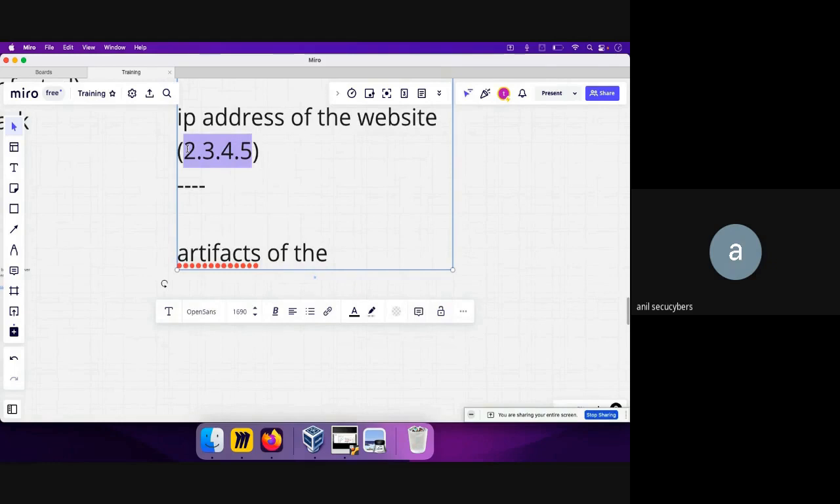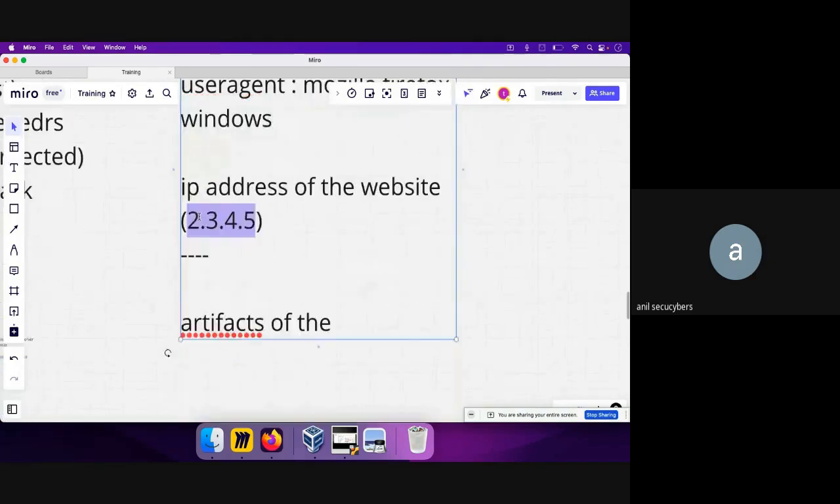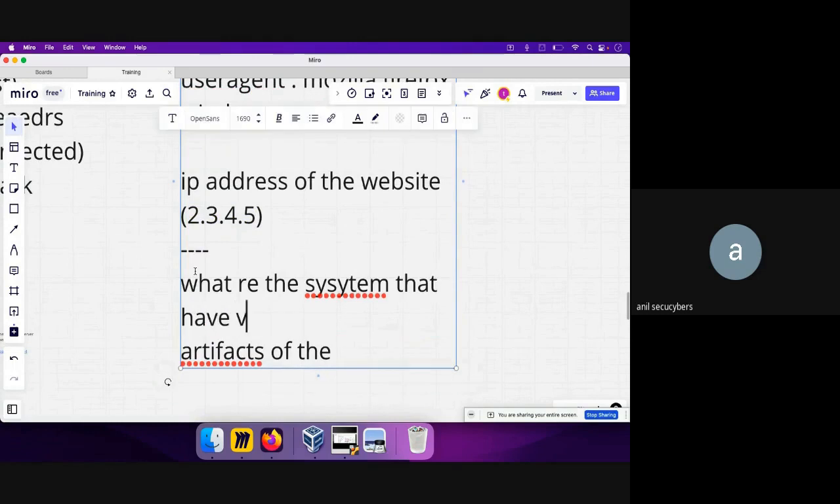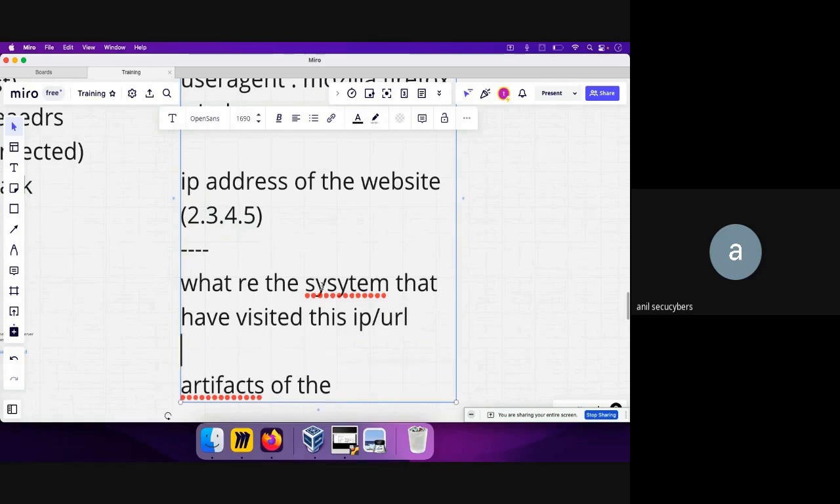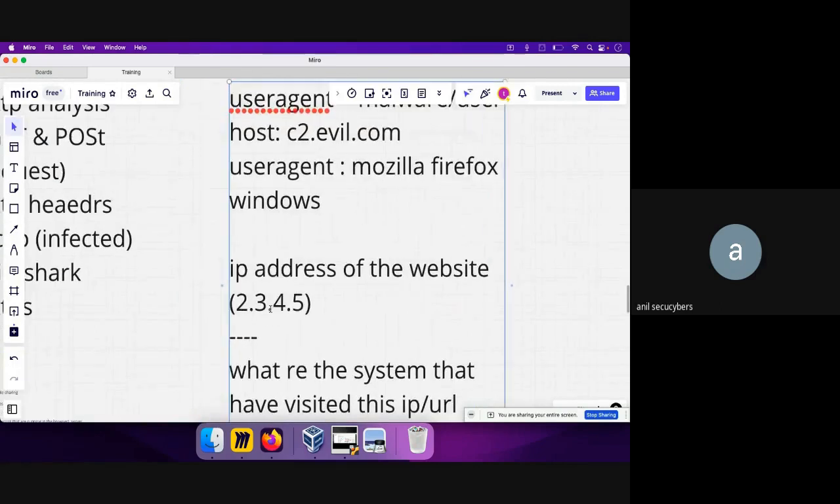Let's suppose there are also certain logs you can use. The next question will be: what are the systems that have visited this IP or URL? If you have logged it directly, you can figure out from the URL itself what system has visited that URL, and that's much better. But if you don't have that log, then you need to convert that URL to the IP address.